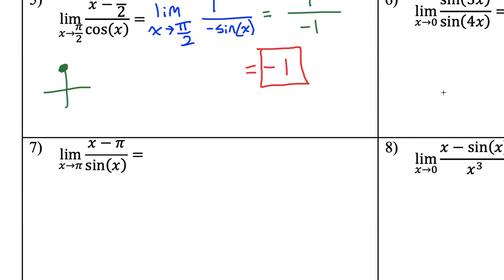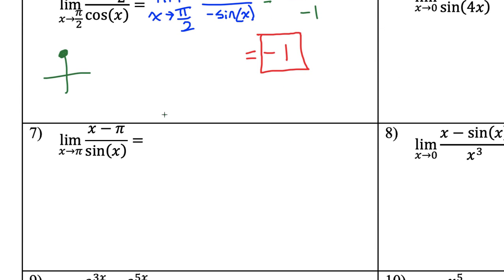Number 7, I'm getting the indeterminate form 0 divided by 0. Let's take the derivative. I now get the limit as x approaches pi of what? So this is going to be just 1 on the top, because this negative pi, the derivative of that is 0. And on the bottom I get cosine of x.